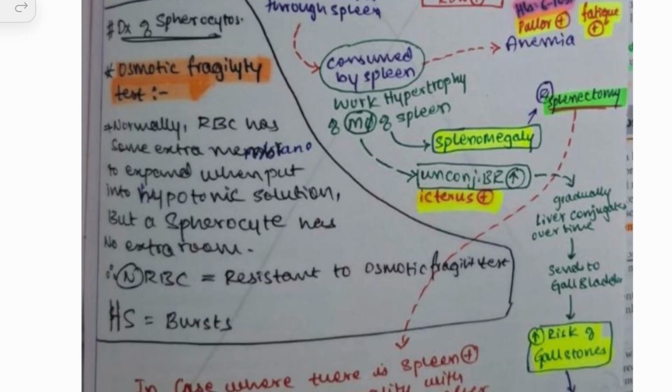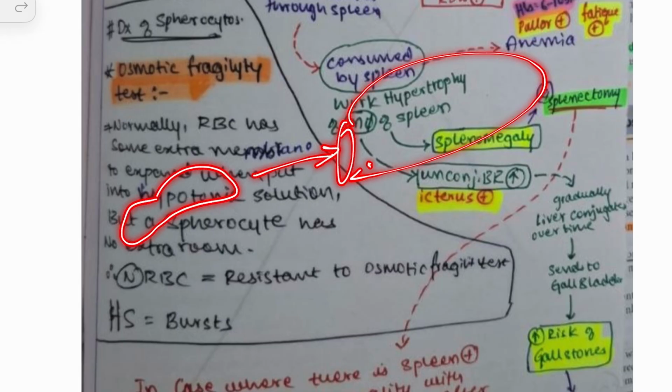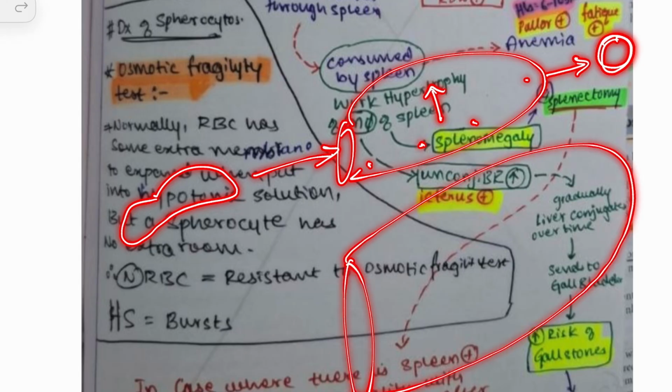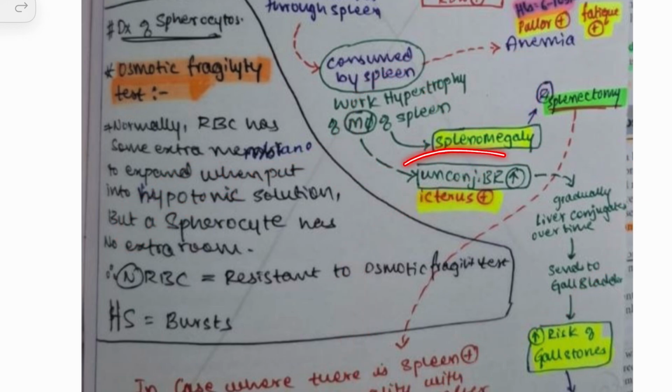Since the spleen consumes these RBCs, it gives off the spherocytes. This spleen is working a lot, so the normal spleen will become bigger, splenomegaly, and unconjugated bilirubin will increase gradually. Because of the unconjugated bilirubin, there is icterus.